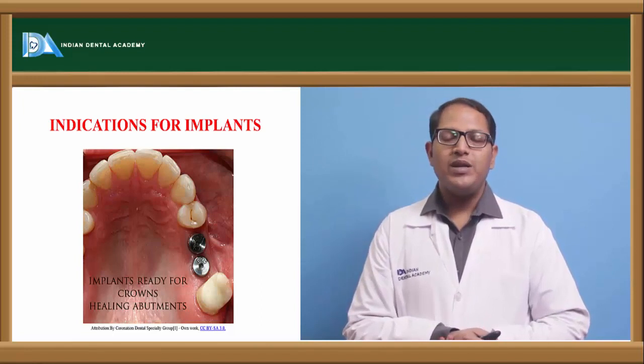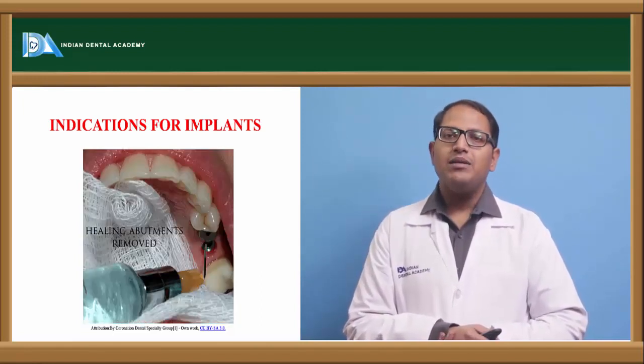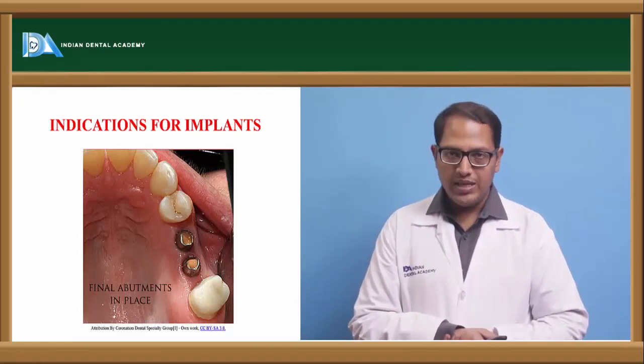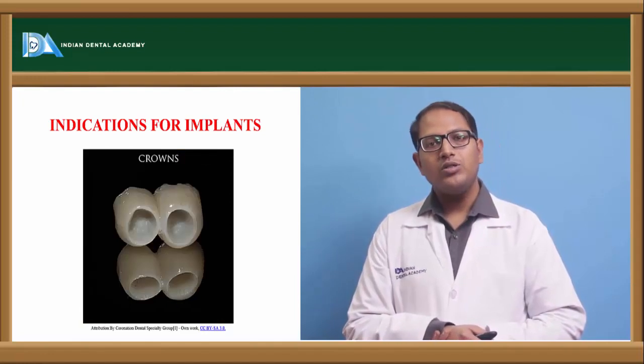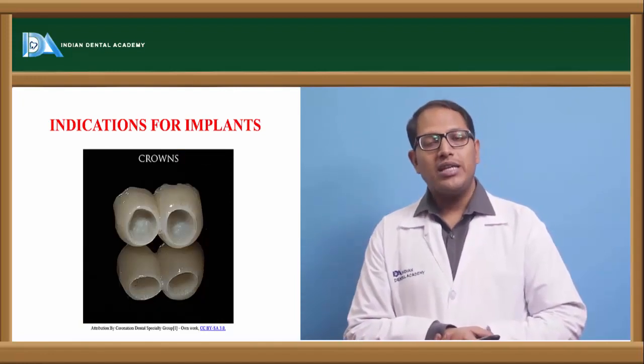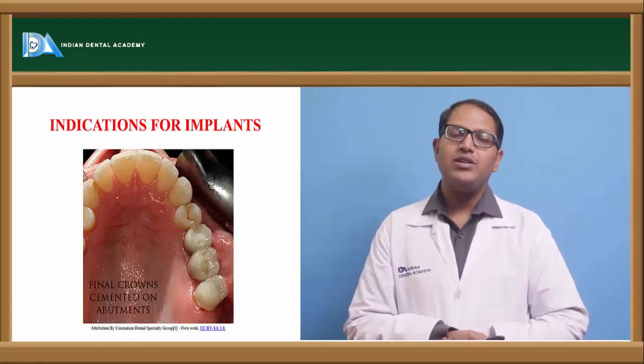Also, our implant placement will be based on the number of edentulous spaces and the number of teeth that we are supposed to replace. We cannot put a cantilever of the last tooth onto one implant. We cannot connect an implant to a natural tooth. So these are all the indications that we need to go through.